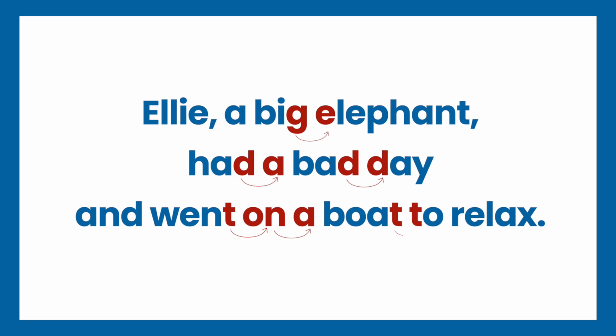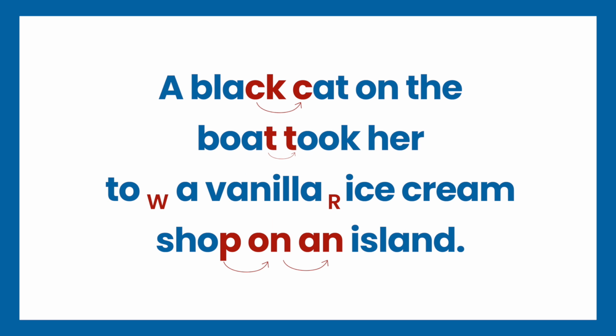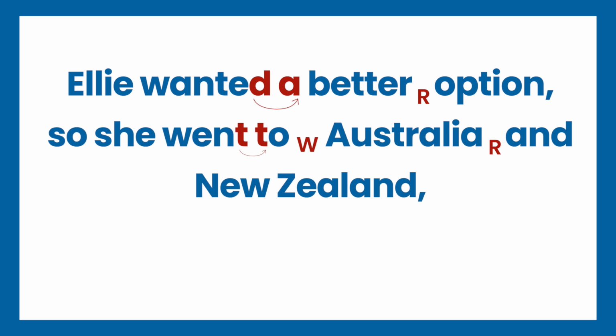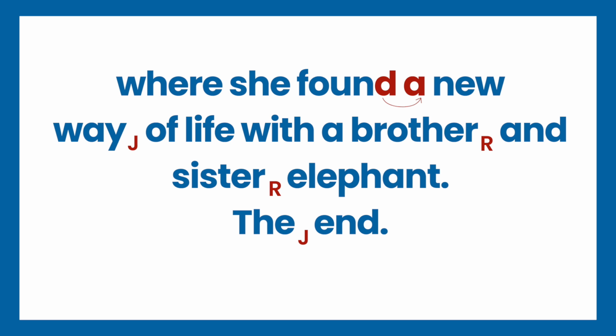Let's have a look. Ellie, a big elephant, had a bad day and went on a boat to relax. A black cat on the boat took her to a vanilla ice cream shop on an island. Ellie wanted a better option, so she went to Australia and New Zealand, where she found a new way of life with a brother and sister elephant. The end. Okay, let's do it one more time, and I want you to read the text at the same time as me. Let's go.